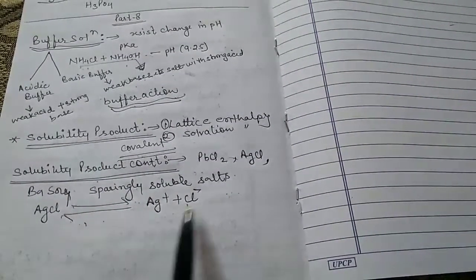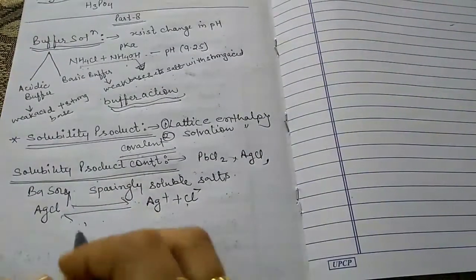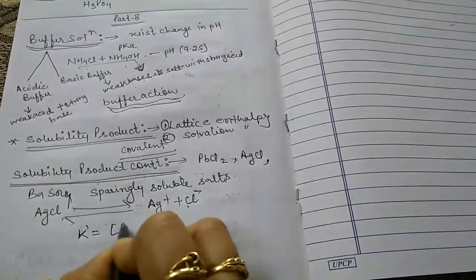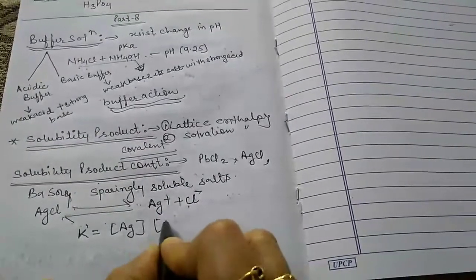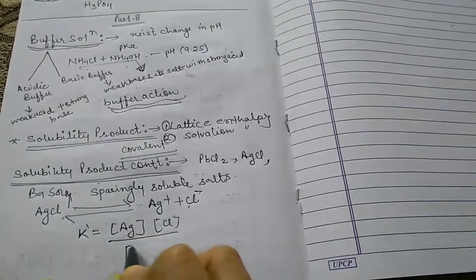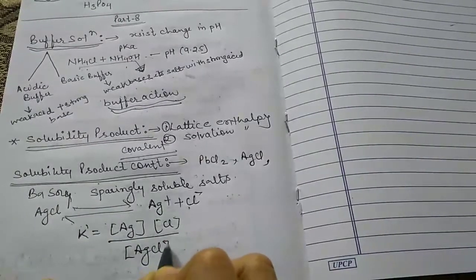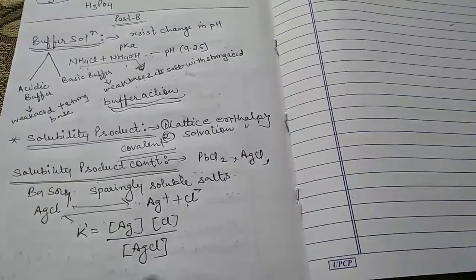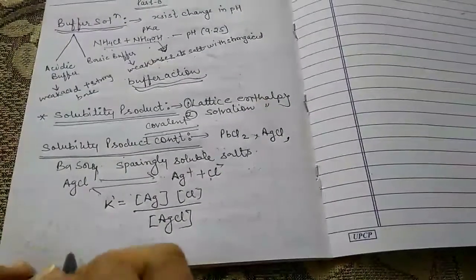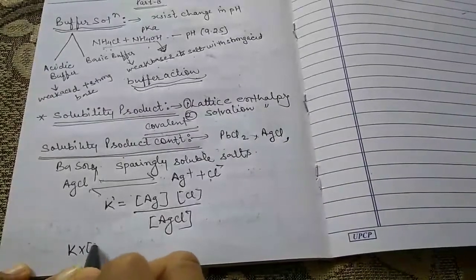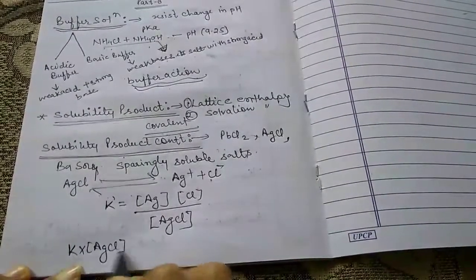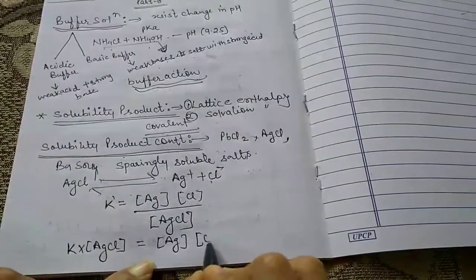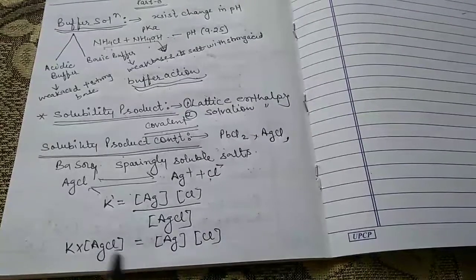By applying the law of chemical equilibrium, we have K, the equilibrium constant. So we get such a reaction: K equals [Ag+][Cl-] over [AgCl]. Let us rearrange this reaction, and we get K multiplied by [AgCl] equals [Ag+][Cl-]. Now we have this expression.